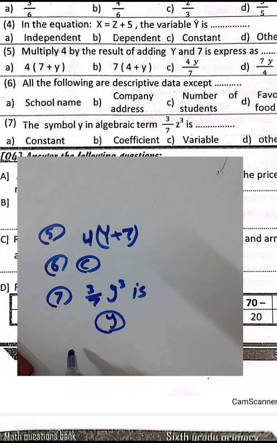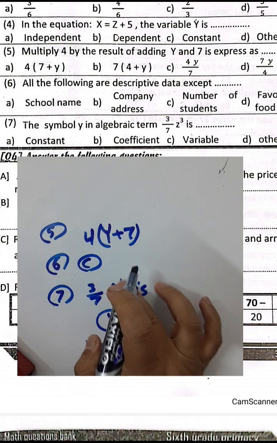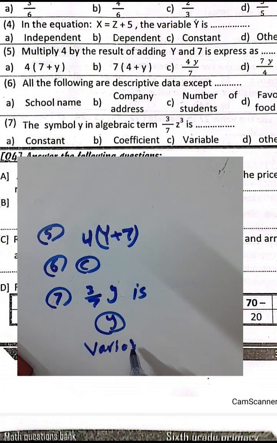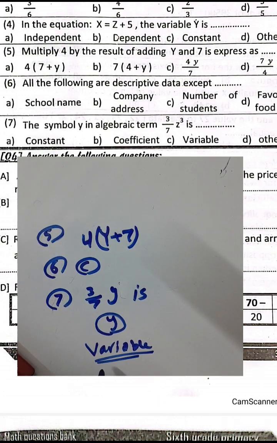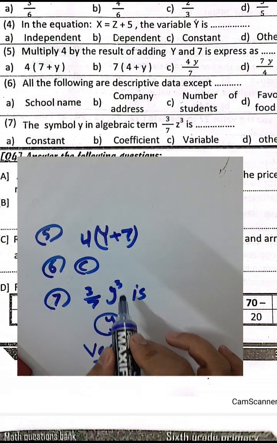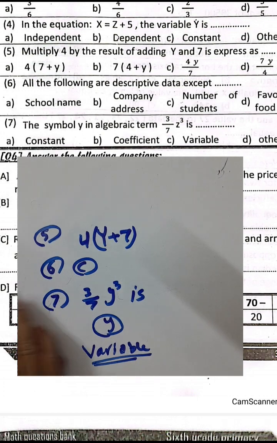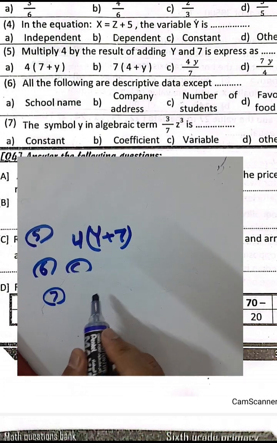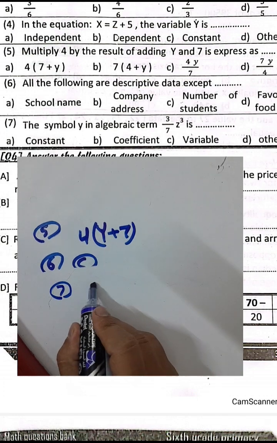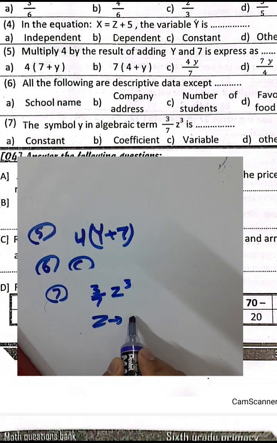Then you must choose a letter. We call it a variable. If we put 3 over 7y, y here would be the variable. If we put y power 3, then y is the variable. If he cancels this question and writes another one containing z, 3 over 7 z power 3, z here we call the variable.